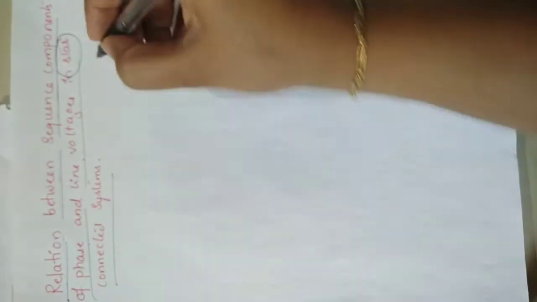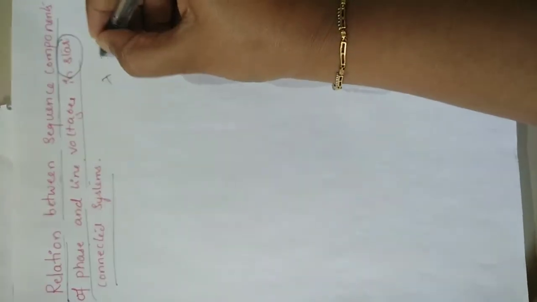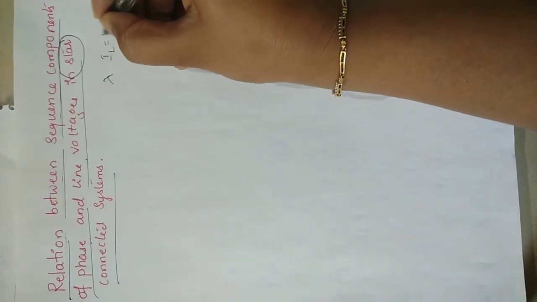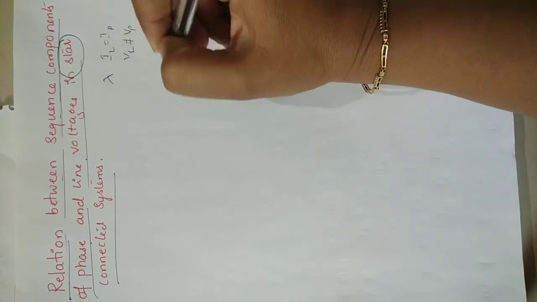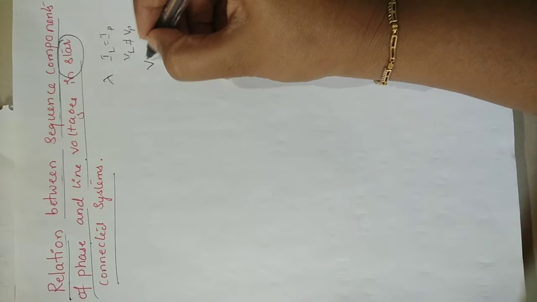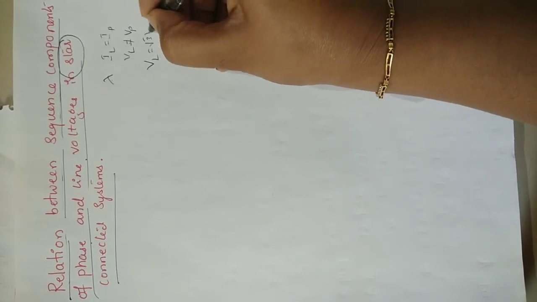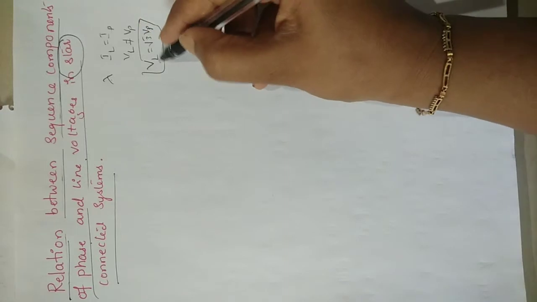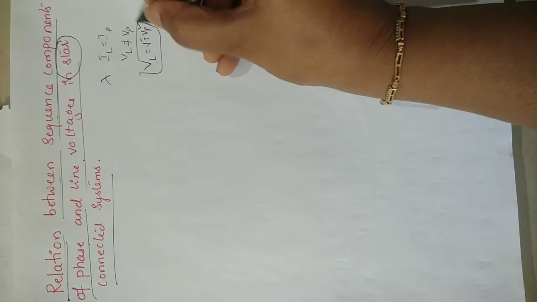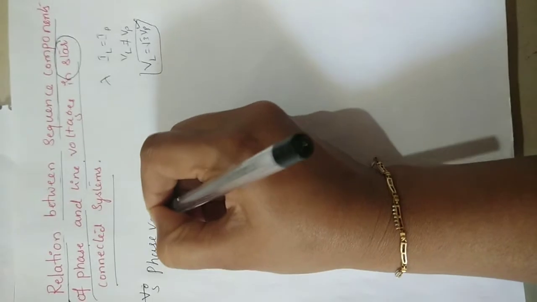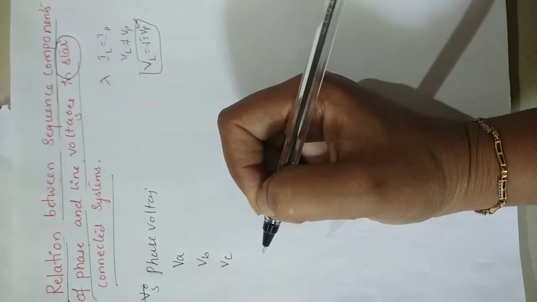Recall that in star, current remains the same, that is, line current is equal to phase current, but line voltage is not equal to phase voltage. This we remember, right? So VL is equal to root 3 times VP. This we need to express in terms of sequence components. Phase voltages we are going to take as VA, VB and VC.